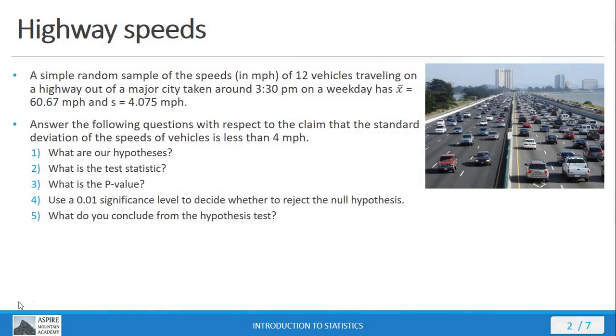So, going back to this example problem that we've seen previously on highway speed. Coming out of a major city around 3:30 p.m. on a weekday, our mean speed is 60.67 miles per hour, sample standard deviation 4.075. Same numbers that we saw previously, same questions. The only difference now is that we're using a claim on the standard deviation. Here the claim is that the standard deviation of the speeds of the vehicles is less than 4 miles per hour.